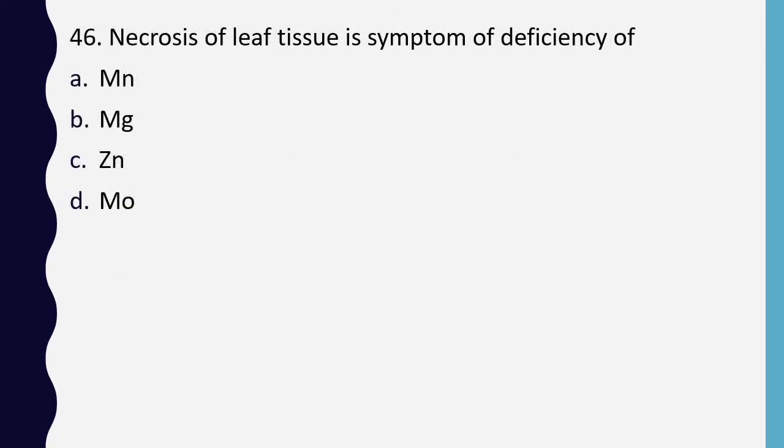Question number 46. Necrosis of leaf tissue is the symptom of deficiency of manganese, magnesium, zinc or molybdenum. The correct answer is option B. Magnesium deficiency causes necrosis of the leaf tissue.